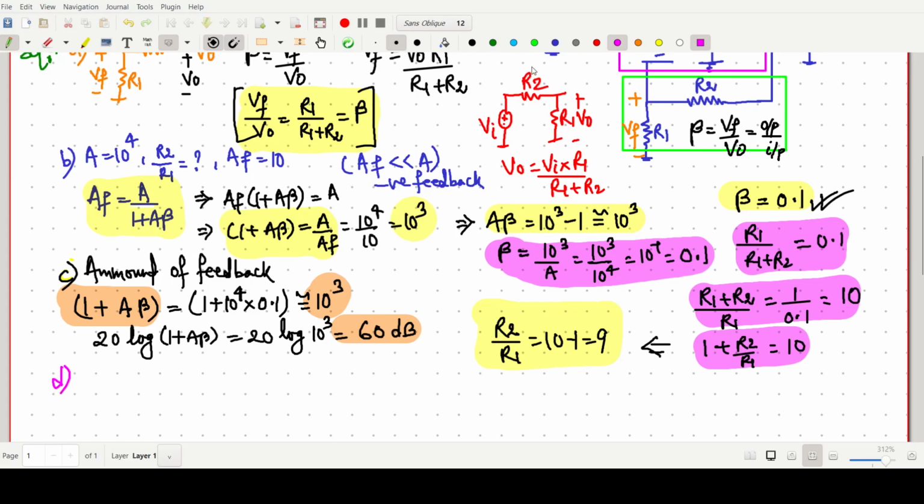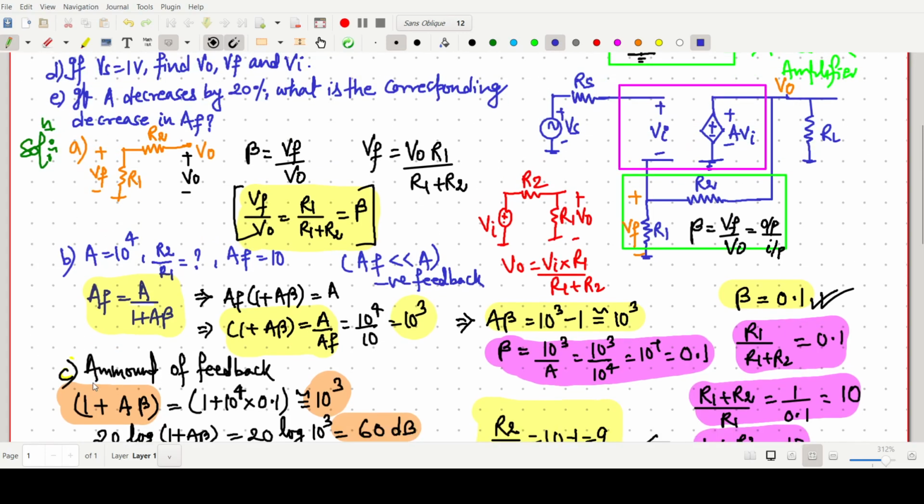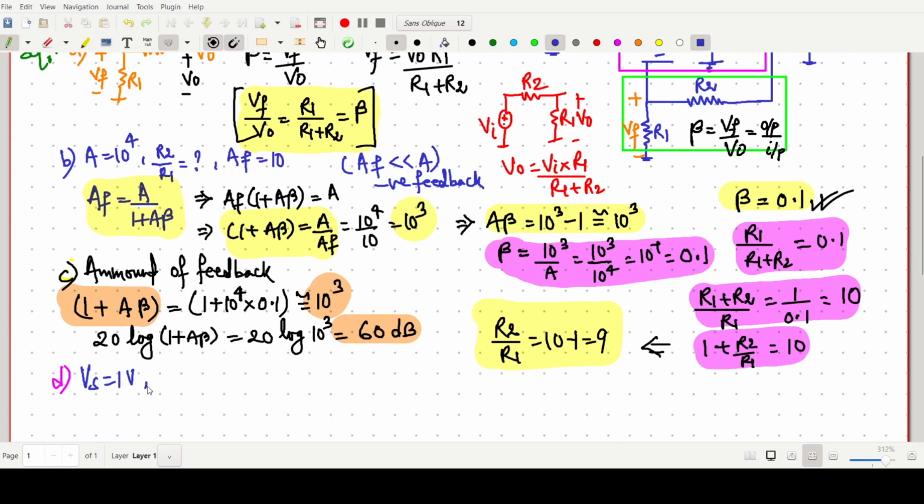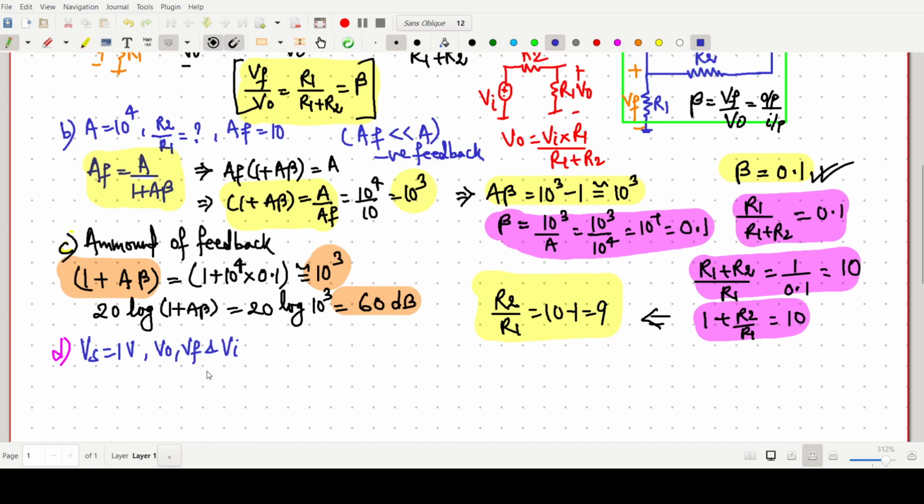D part. So in D part, what is given? Vs is 1 volt. We have to find V naught, Vf, and Vi. We have to find all these parameters. So Vs is given.